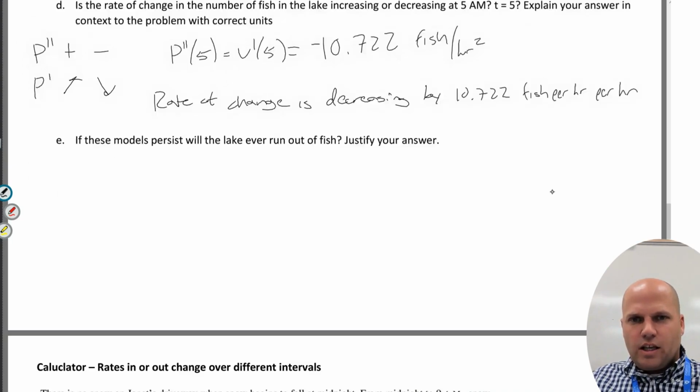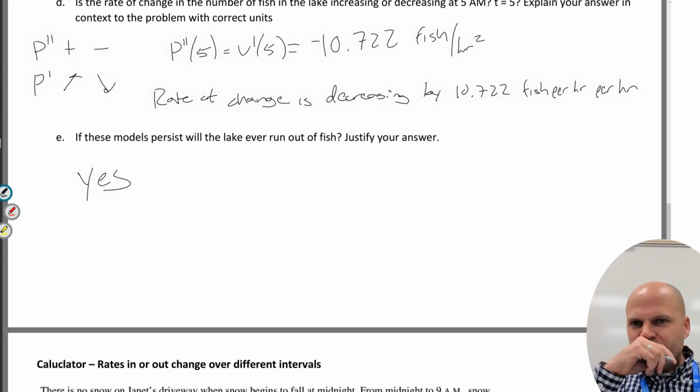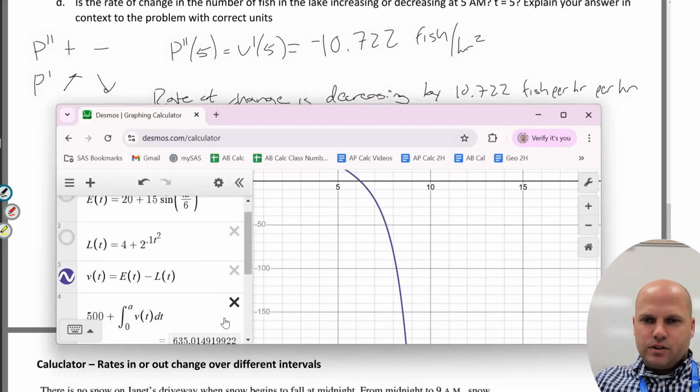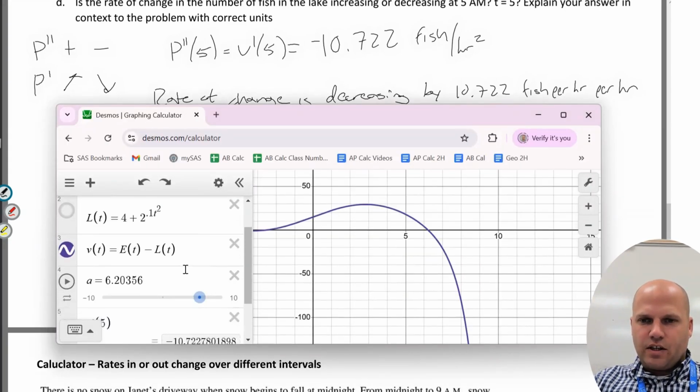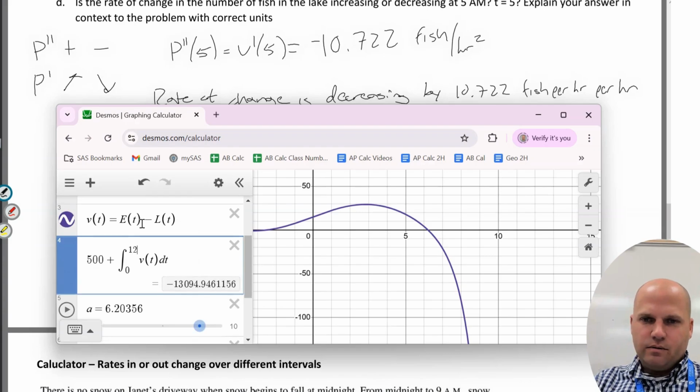The model persists. Will the lake ever run out of fish? I can definitely say yes. You see that your derivative is negative and will continue to be negative. What's an easy justification? Let's just go out to like 12 hours. It is going to be hard to find the exact time, so I don't want you to guess and check.